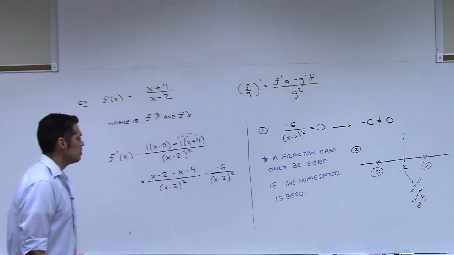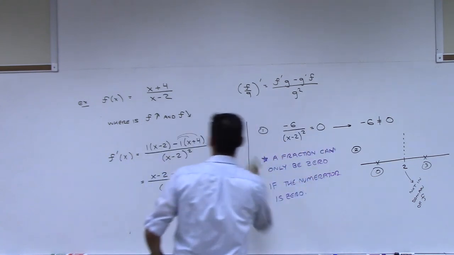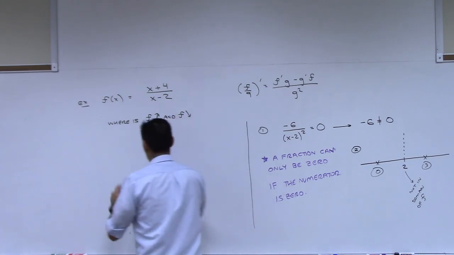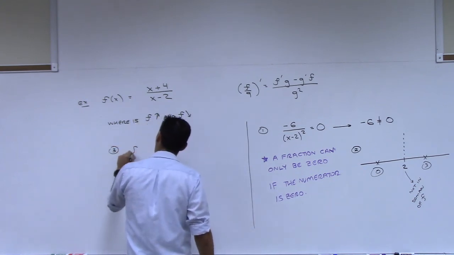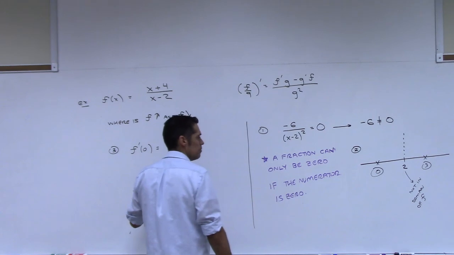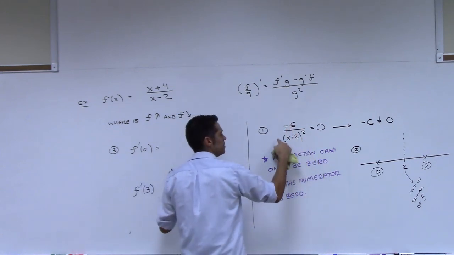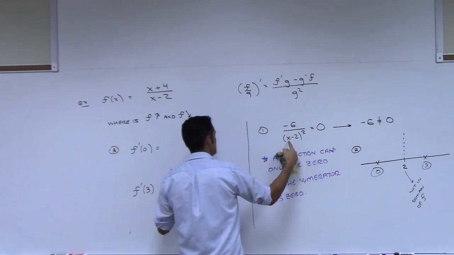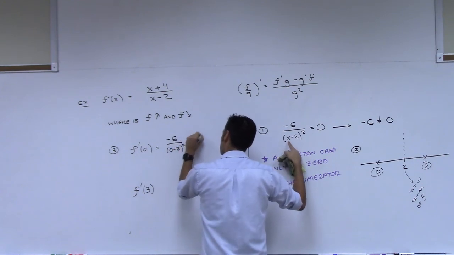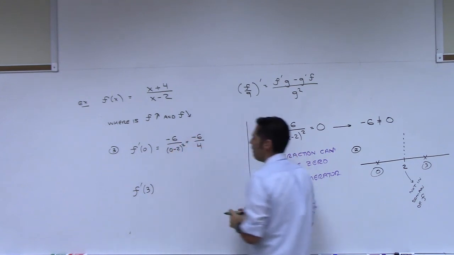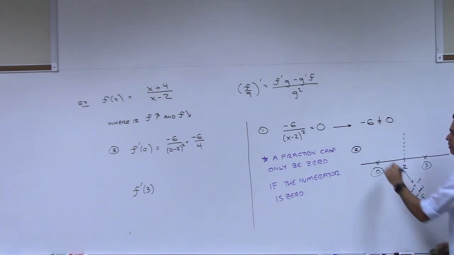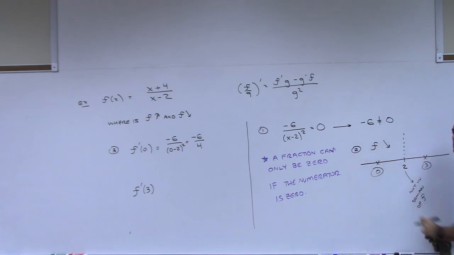So what happens when you plug 0 into the derivative? That's the third step. What happens when you plug in 0? So step 3, I need f prime of 0, and then I need f prime of 3. So what do you get when you plug 0 into, I erased the derivative, but it's this piece right here, isn't it? What happens when you plug in 0 here? You get -6 over 0 minus 2 squared, which is -6 over 4, which is a negative number, isn't it? It's a negative number. That means my original function over here is going down.